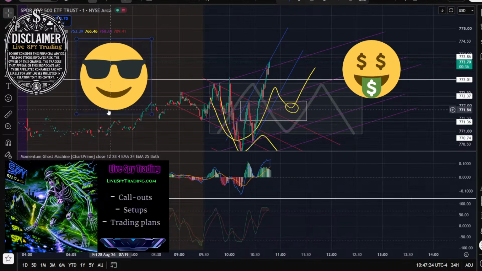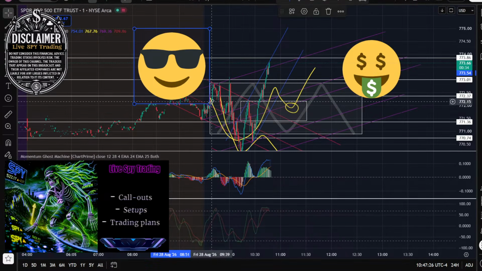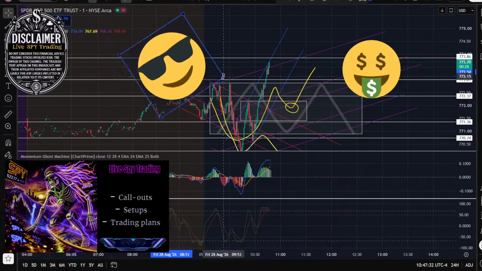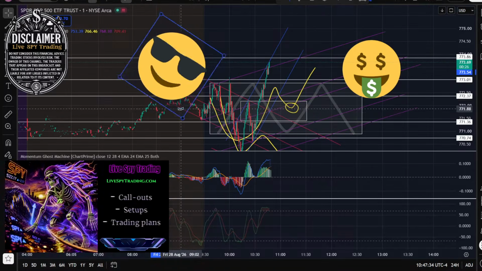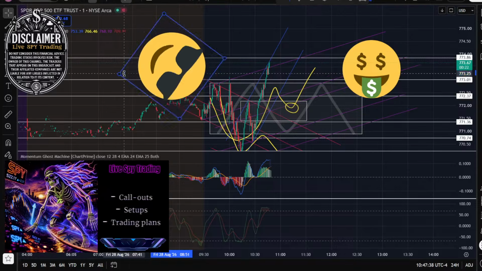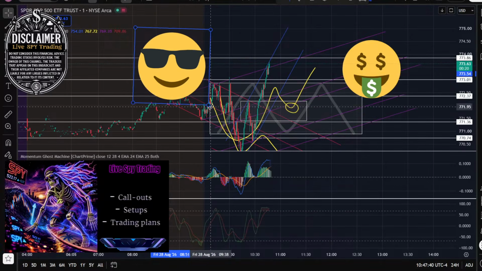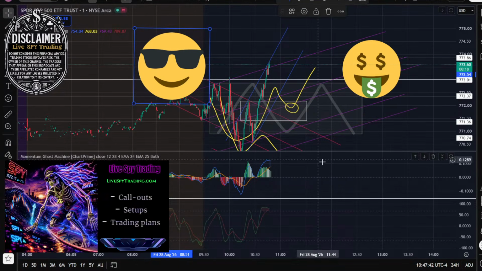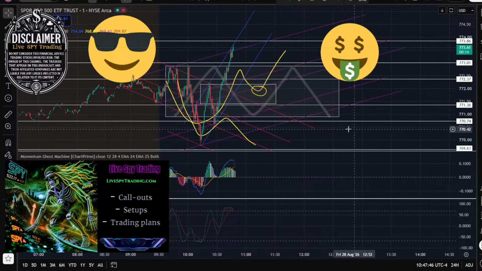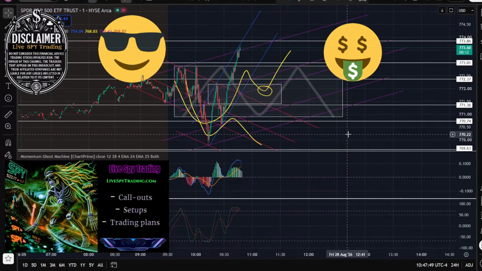Look at the money that just got printed. I told everyone what was going to happen. They're going to sell it down, then buy it right back up. Not that it always happens, but this is what it is.